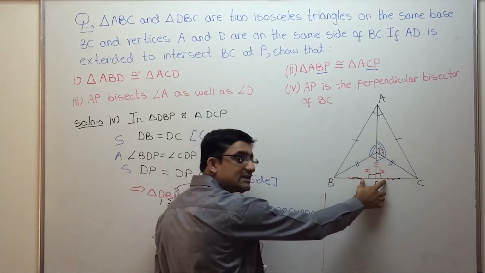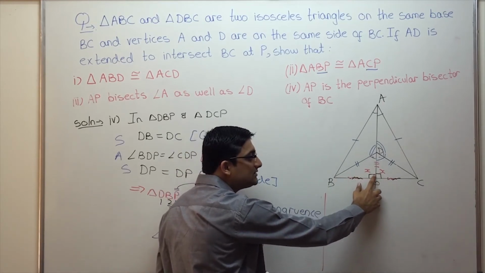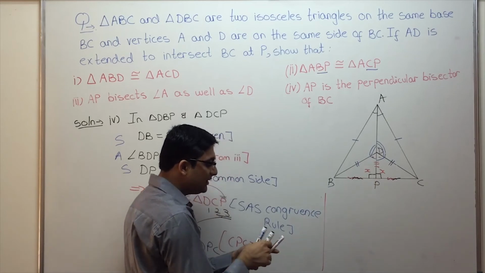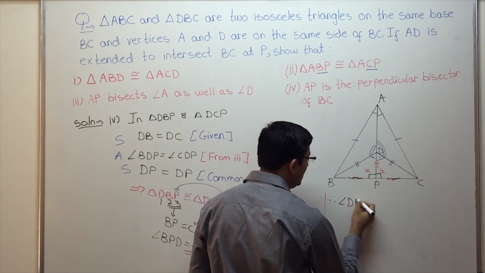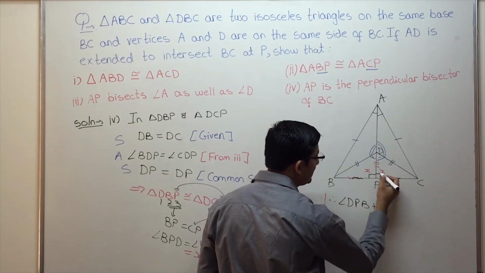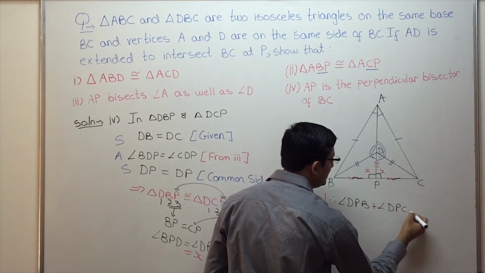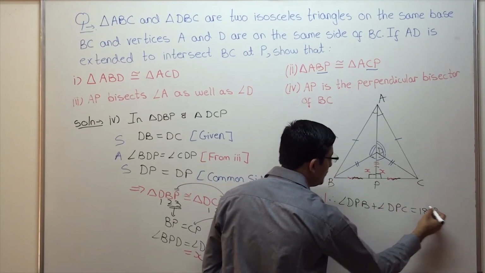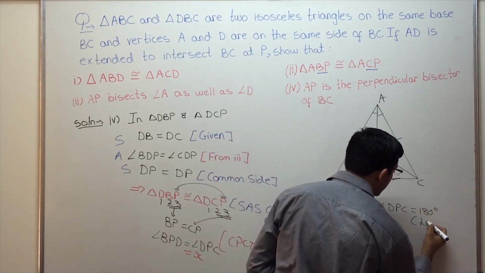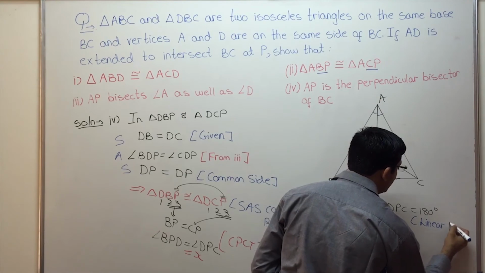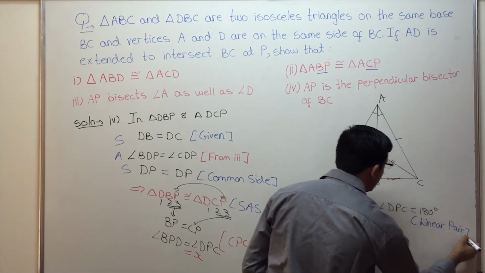BC is a straight line. Two angles next to each other on a straight line will form a linear pair. So therefore this angle, angle DPB, plus this angle, angle DPC, is equal to 180 degrees. What is the reason? Linear pair, right? Now both the angles are equal.